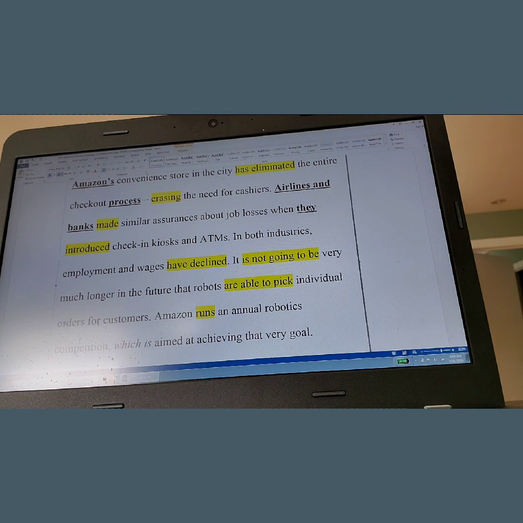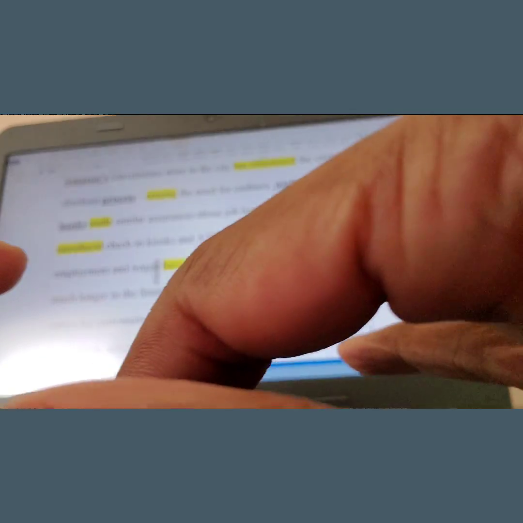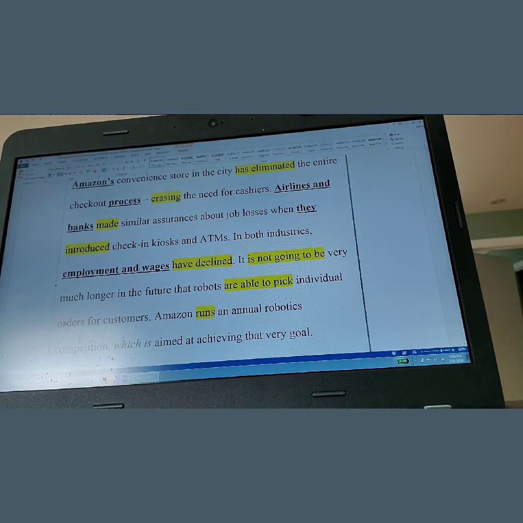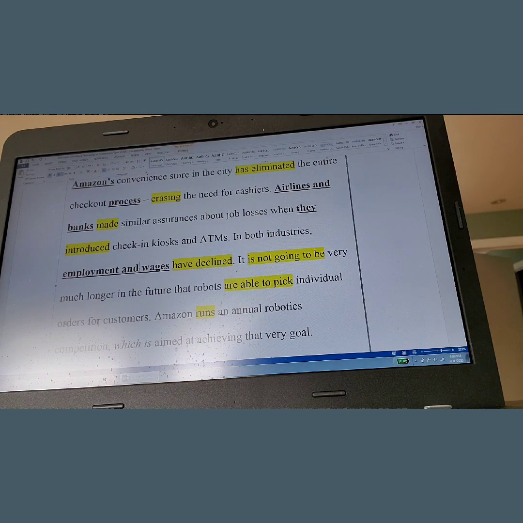All right. So it says employment and wages have declined, right? And wages are what people get paid. Right? So wages are what people get paid. So it's not just saying wages have declined. So some people will sit there and go, oh, okay, so it means the amount of money people make has declined. So it's not even the fact that wages have declined. Employment and wages have declined, right?